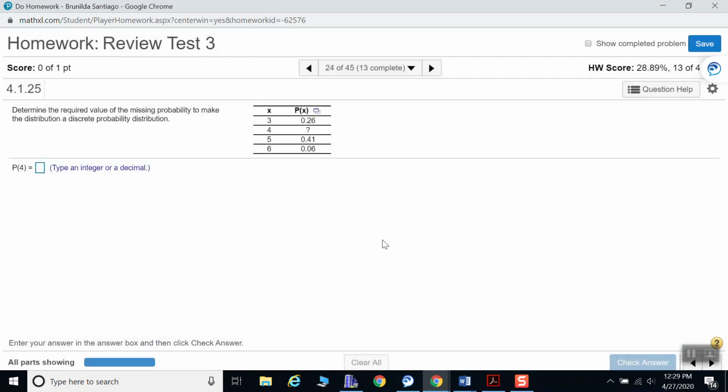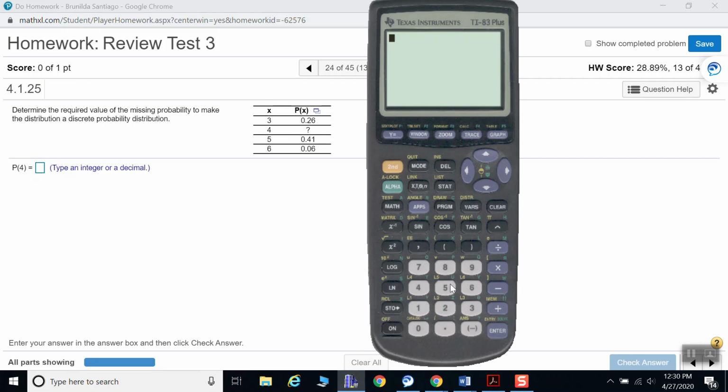So next, determine the required value of the missing probability to make the distribution a discrete probability distribution. So the probability of 4, since we have the probability of all the others. In order to be a probability distribution, each one of the probabilities must be between 0 and 1 inclusive, and the sum of the probabilities must add up to 1. So we have all the probabilities. We're only missing the probability of variable x.